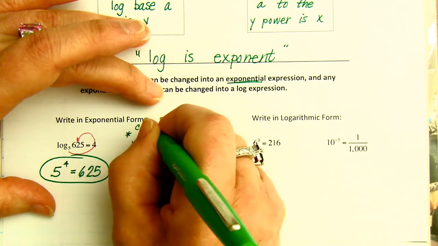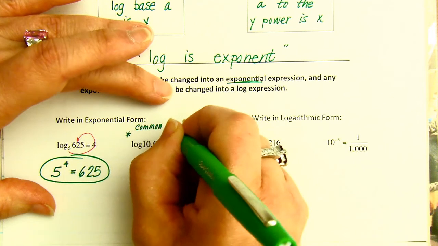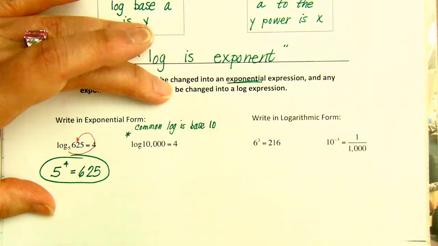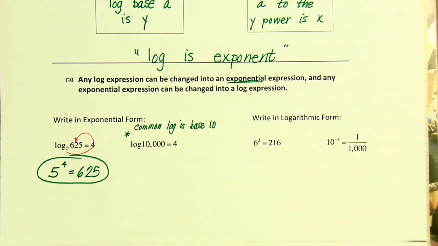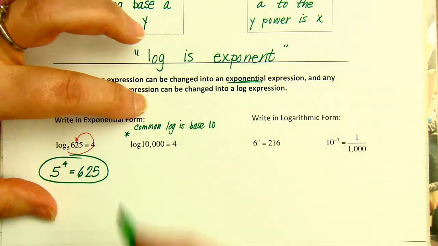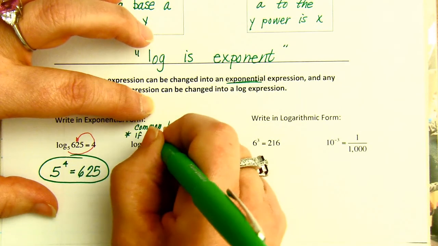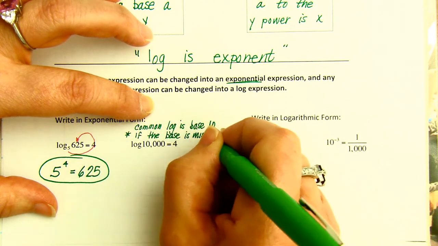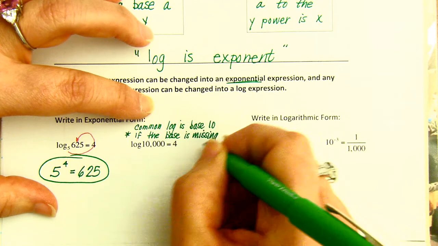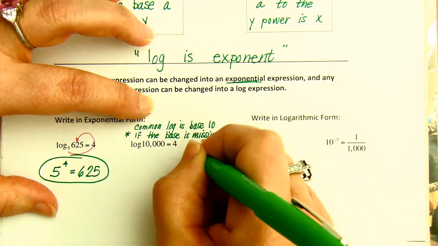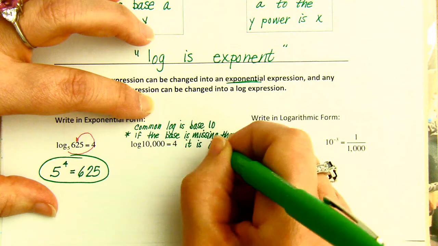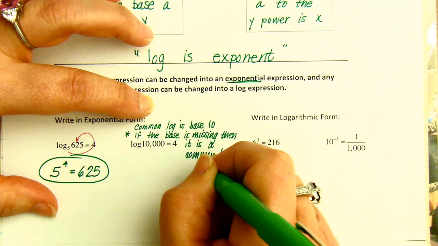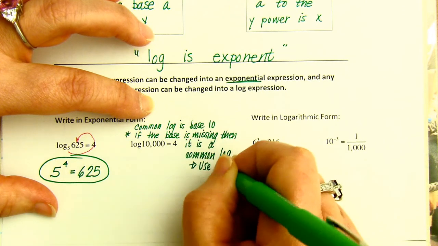Common log is base 10. Okay, so if the base is not there, it's understood to be base 10. If the base is missing, then it is a common log.